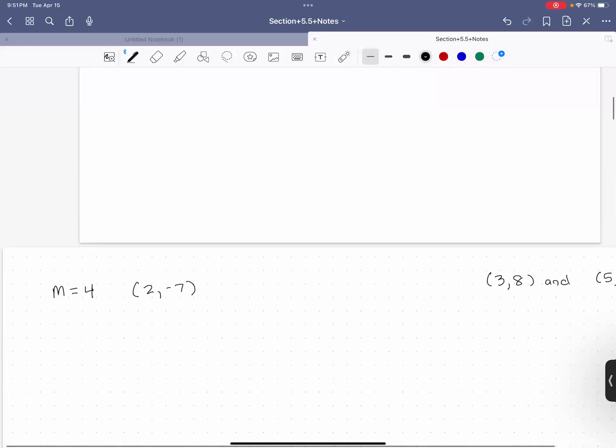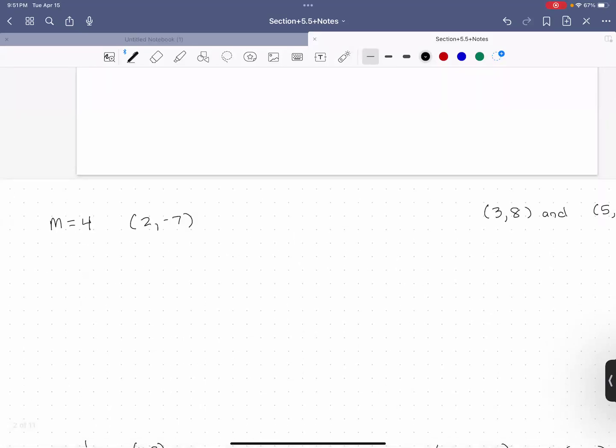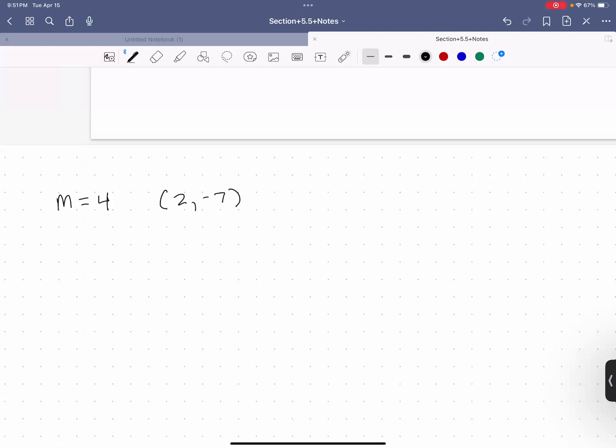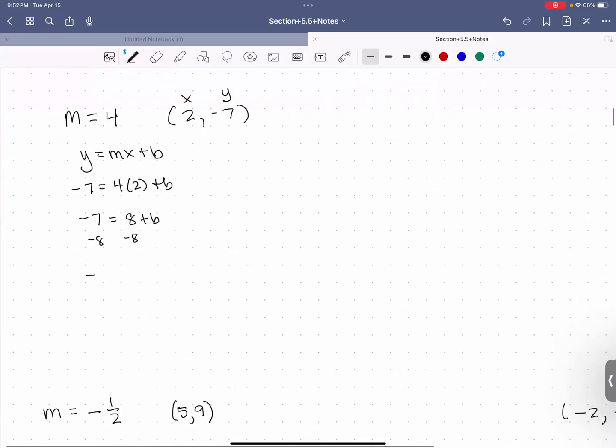So for example, if we were told that m is equal to 4 and it passes through the point 2, -7, we could use our slope-intercept form, y equals mx plus b. Remember, for our ordered pairs, the first value is always an x, the second value is always a y. So we would rewrite this as -7 equals 4 times 2 plus b. We're going to solve for b. This gives me -7 equals 8 plus b. To get b alone, we have to subtract the 8 from both sides. When we do that, it gives us -15 equal to the value b.